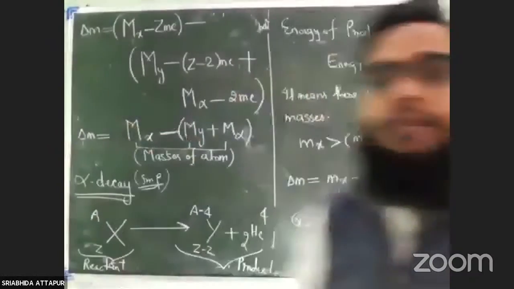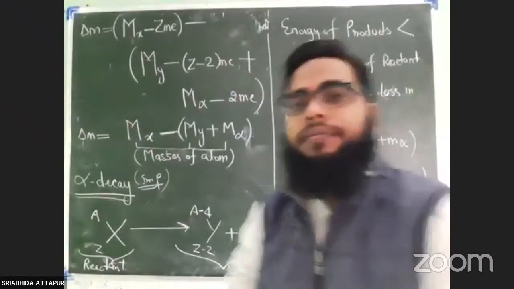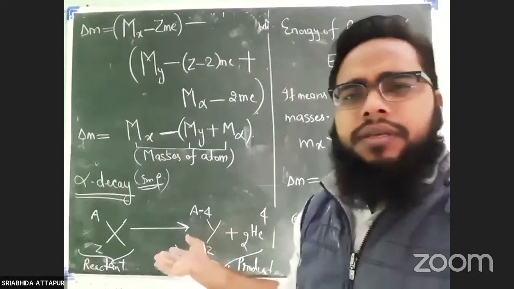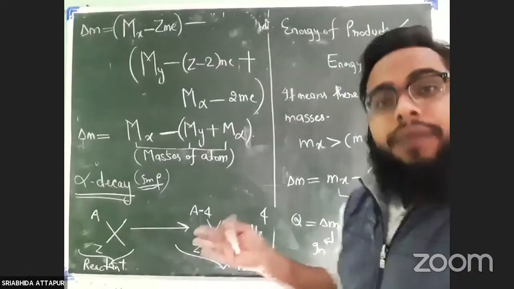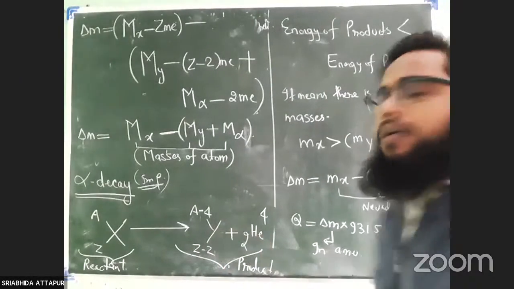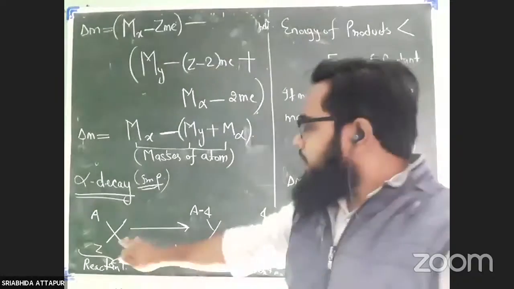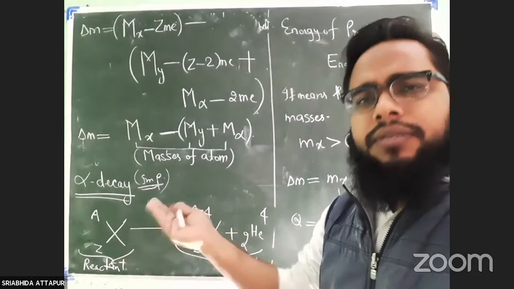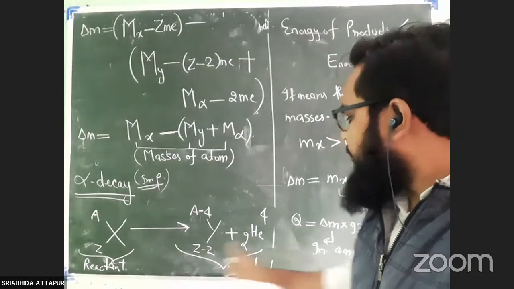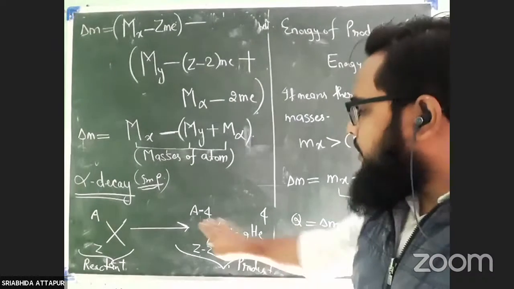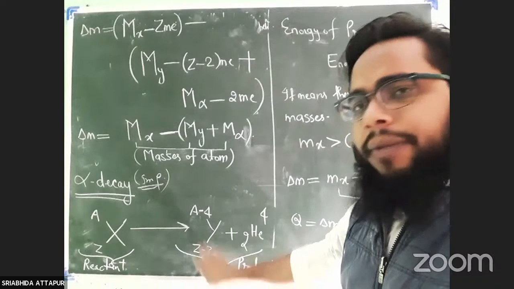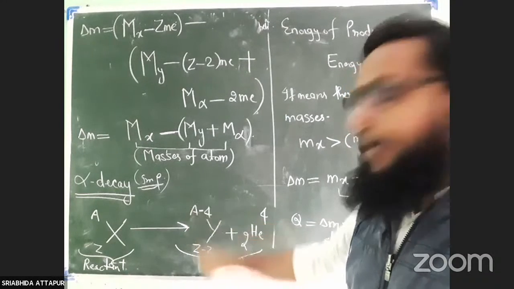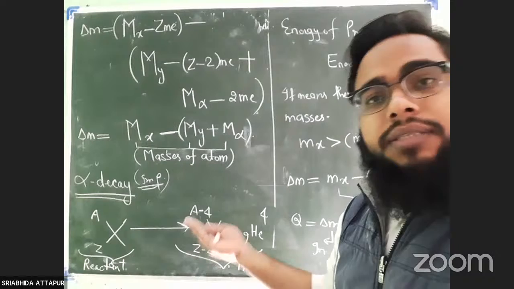Listen everyone, and after that write this. You already know these things, I think. But even so, in the JEE exam they may ask this kind of question. Suppose an alpha particle is released, what is the change in atomic mass and atomic number? By what factor will they change? They may ask this kind of question.